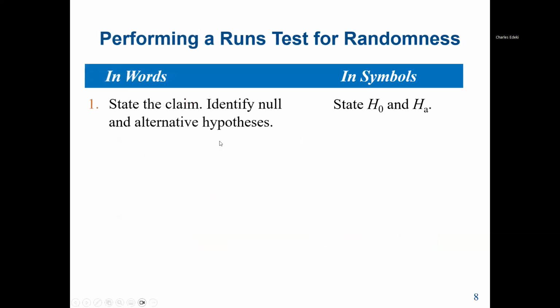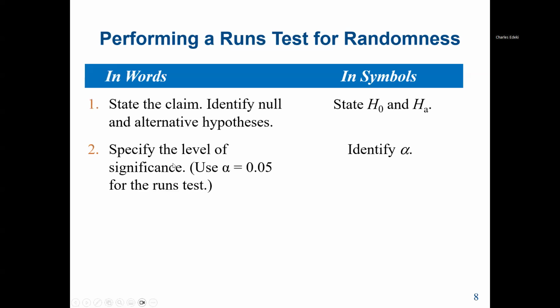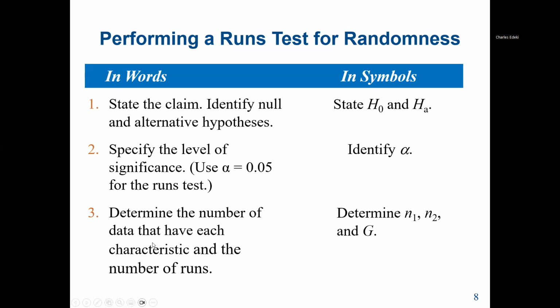So now let's state the steps. As usual, this is hypothesis testing. First we need to state the claim, and identify both the null and the alternative hypothesis. We state H0 and HA. Now we specify the level of significance, for example, alpha equal to 0.05 for the run test. Then we determine the number of data that have each characteristic and also the number of runs. So we have to determine N1 and N2, and then G.